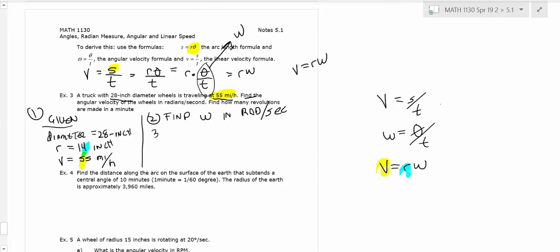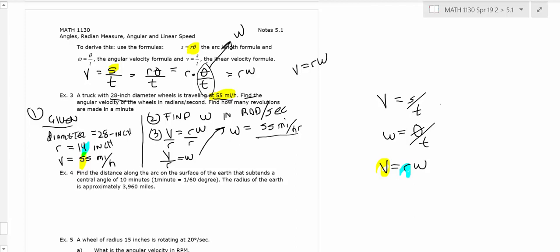So third step is we have V is equal to r omega. Okay, so we're going to find omega. So what we can do is just divide both sides by r. So we get omega is equal to V over r. Okay, so we're going to do that. All right. So we're going to put that together now. The linear velocity is 55 miles per hour.